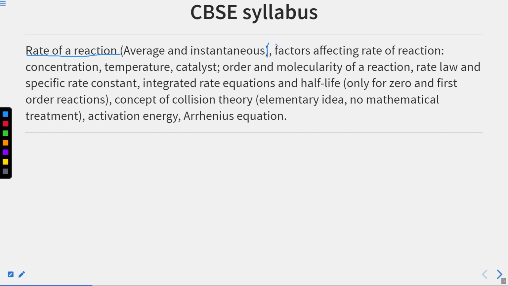After that, we will see what are the factors that affect the rate of reaction: the concentration, temperature, and catalyst. I want to mention here that today I will just give an introduction of how concentration, temperature, and catalyst affect the rate of reaction. You can say we will do a qualitative analysis, not a quantitative analysis. We will not say how much it is affecting the rate of reaction. I will just say in which way it is affecting the rate of reaction. So today we will be discussing this part.